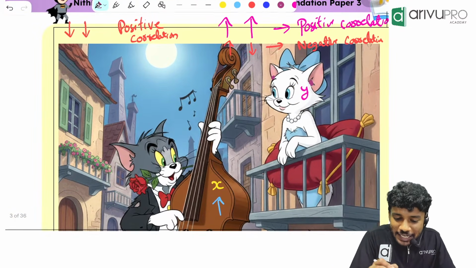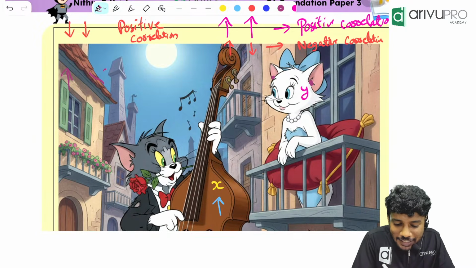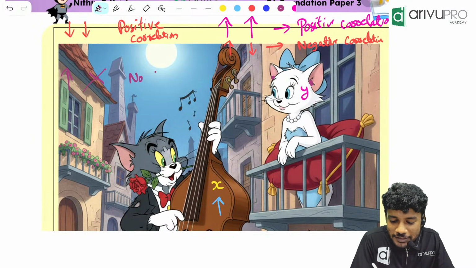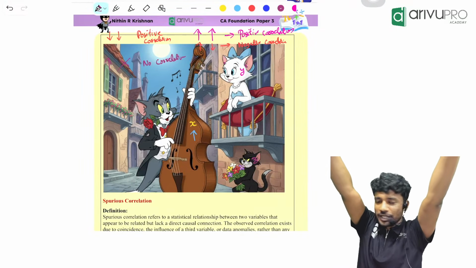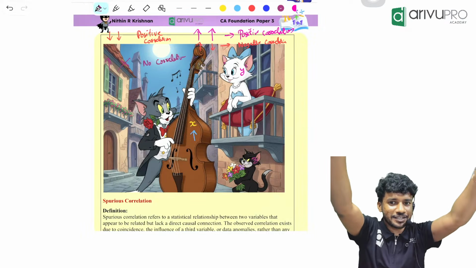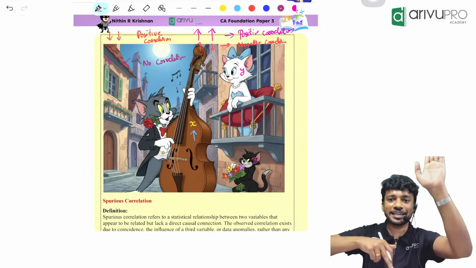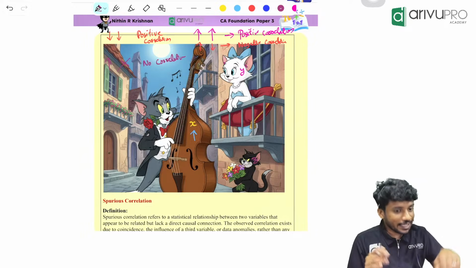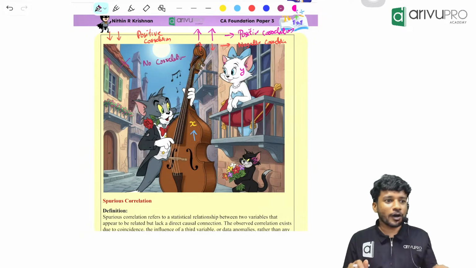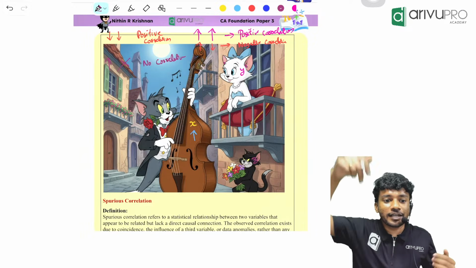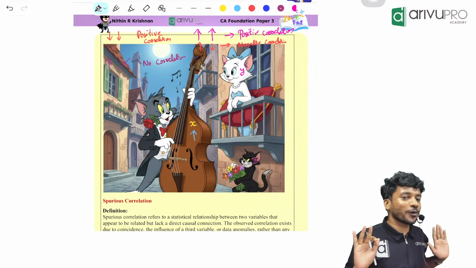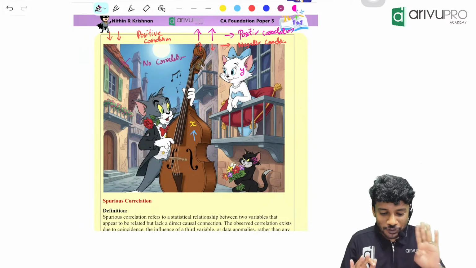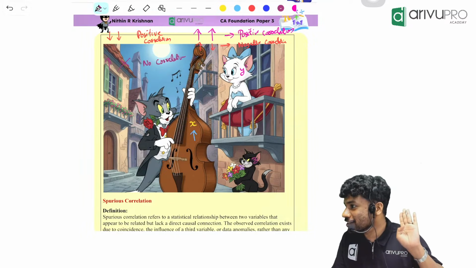People, when X increases and Y is not at all affected, it is called no correlation. Are you getting my point? When two variables increase together, what type of correlation? Positive. When one increases, the other decreases, negative. One decreases, the other also decreases, positive. Then one started increasing, the other is not at all affected. What type of correlation? No correlation. That is the 3-4 things, and there were previous year questions on this.